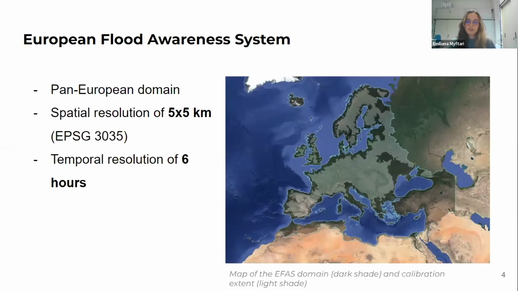So the kind of data that we are going to use is the European Flood Awareness System, that is a pan-European domain. And the EFAS has a spatial resolution of 5 by 5 kilometers. And it is in EPSG 3035 as a coordinate reference system, a Lambert azimuthal equal area coordinate reference system. And we have a temporal resolution of 6 hours. As you can see in the image, you can see the region of the EFAS domain.